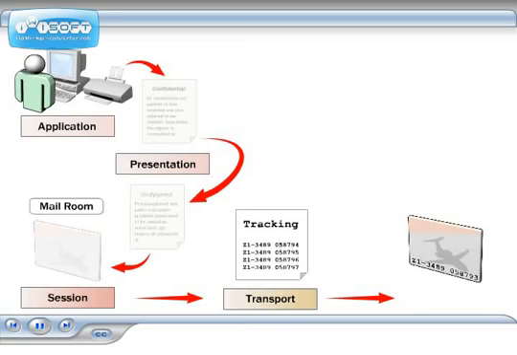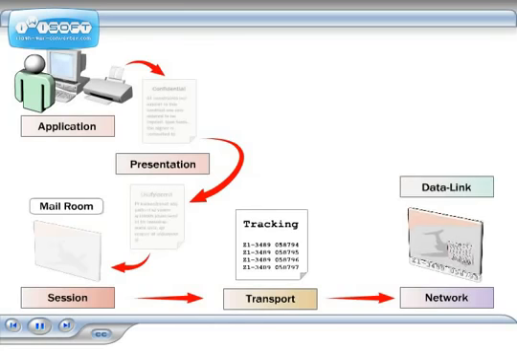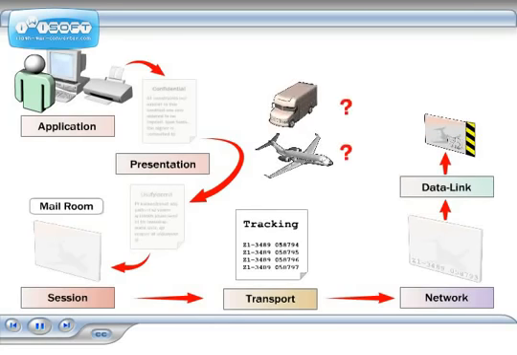The address is then added to the envelope. In the OSI model, the network layer is where the destination address is added to the packet. The next step is where a secure seal is applied to the envelope and the type of transportation is chosen. In the OSI model, the data link layer is where the packet is put into the correct format for transmission.